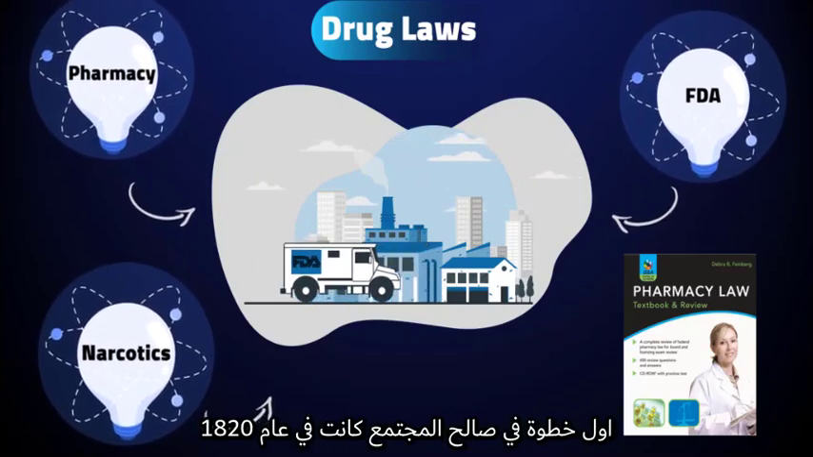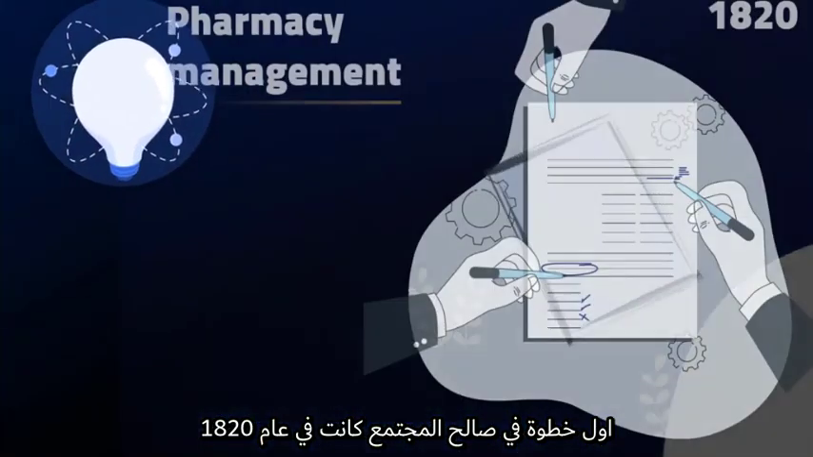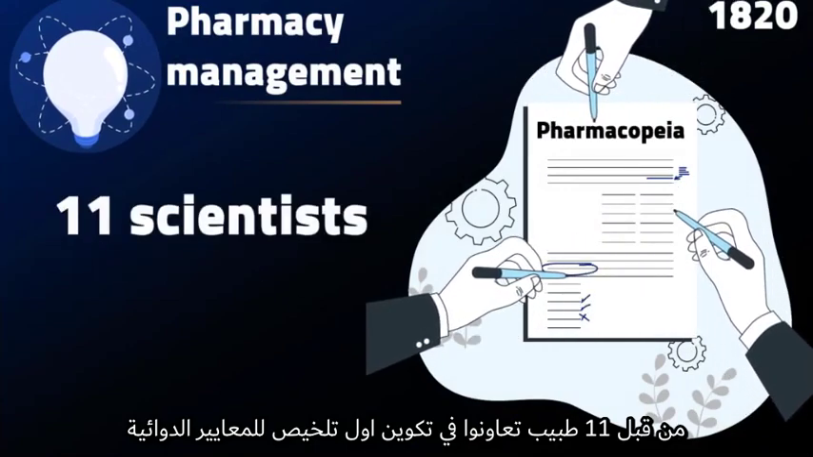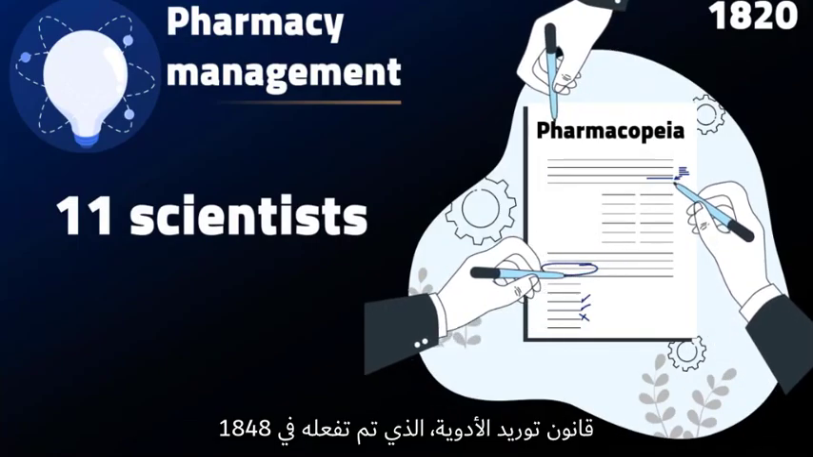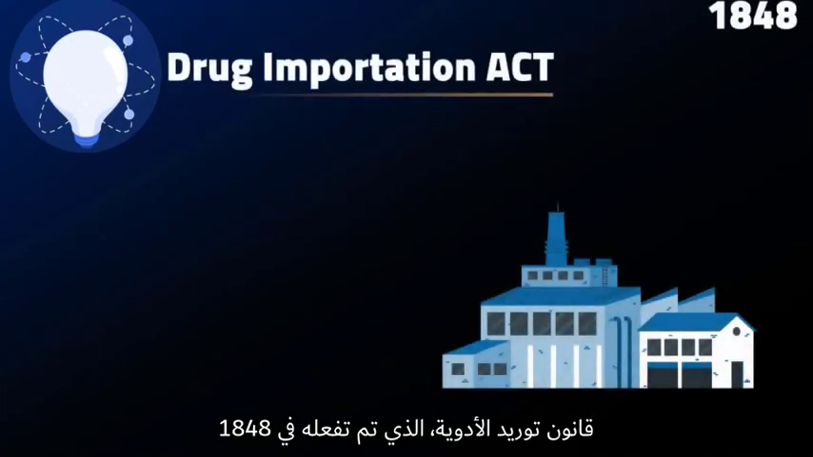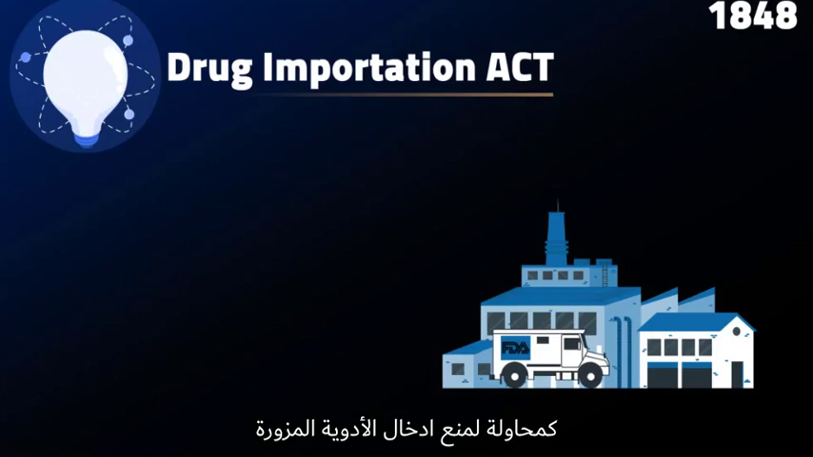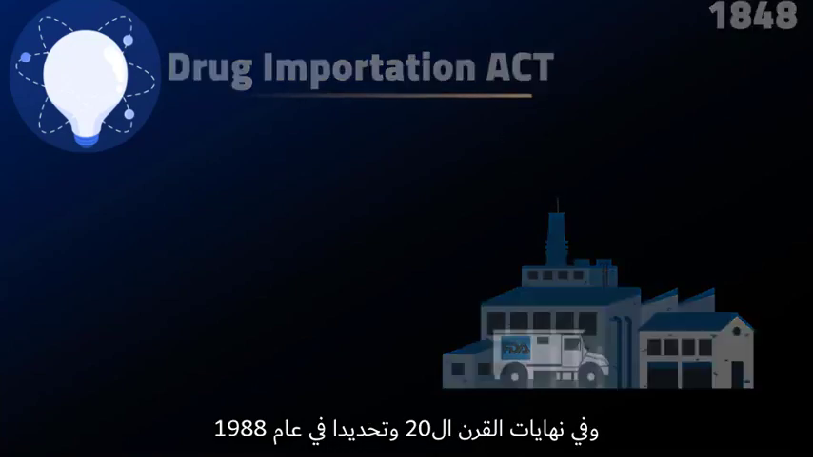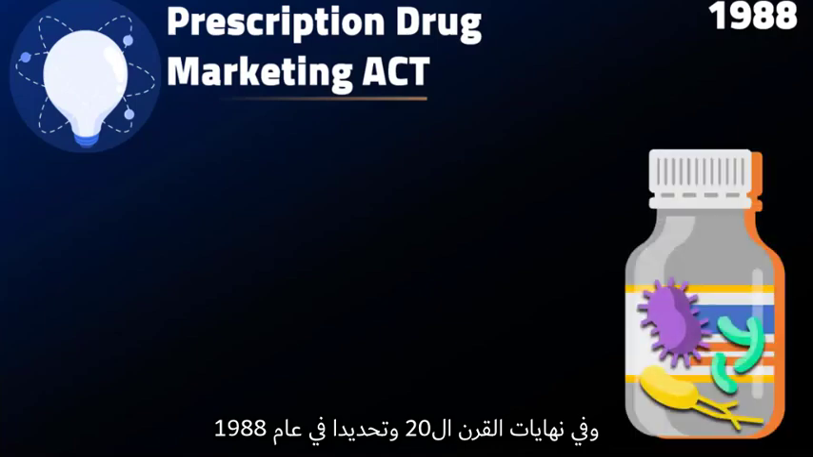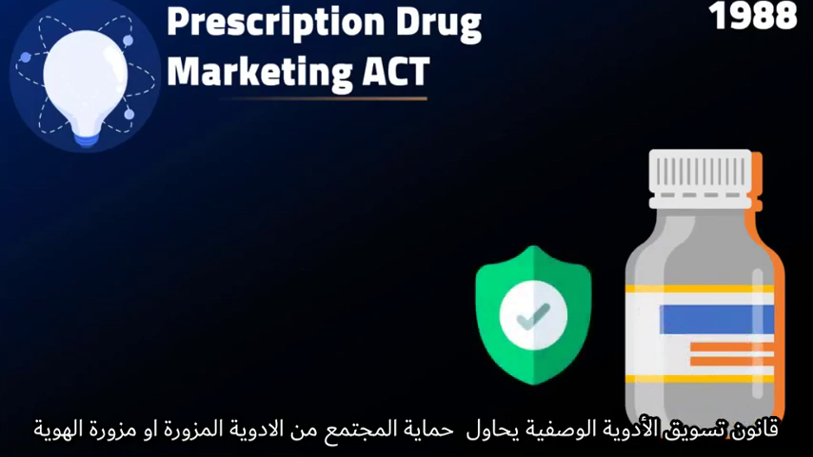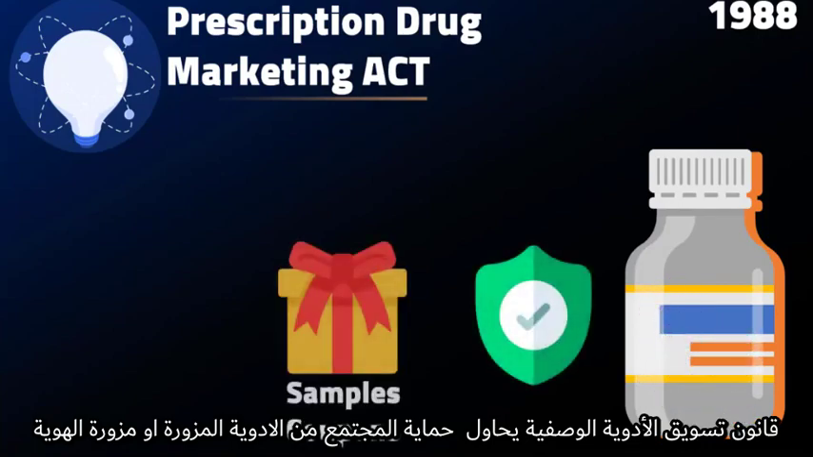The first step in favor of the public was taken in 1820 by 11 physicians who met to establish the first compendial standard of drug products. The Drug Importation Act, which was enacted in 1848, stated that U.S. Customs were given the authority to inspect drug products imported into the United States as an attempt to prevent the importation of adulterated drugs. And in the late 20th century, in 1988 specifically, the Prescription Drug Marketing Act was enacted to reduce public health risks from adulterated or misbranded drugs.